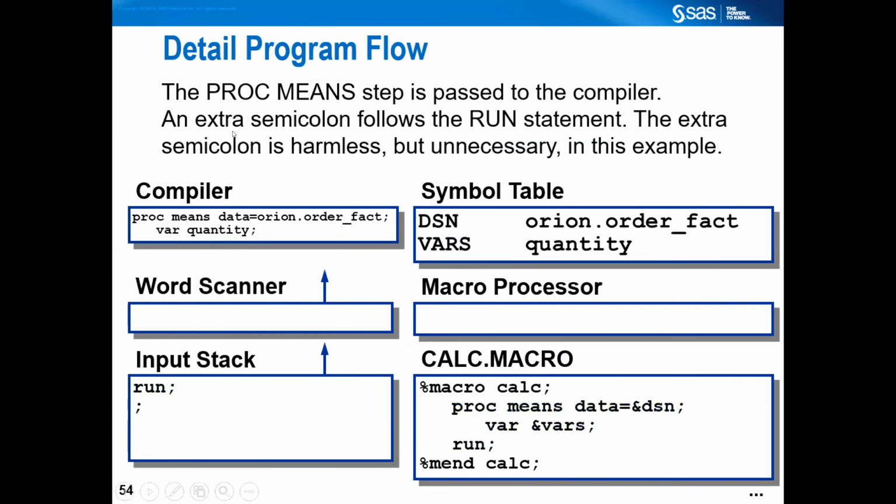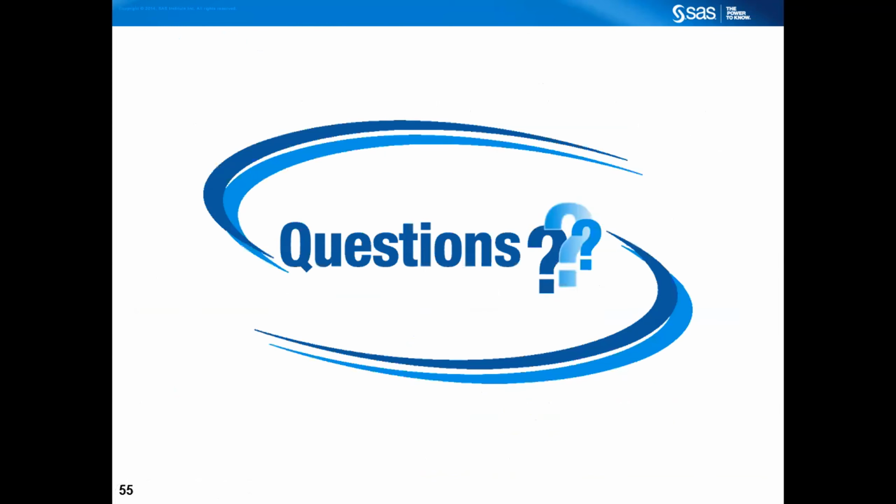So, okay, let's understand. It's telling the proc means step is passed to the compiler. The extra semicolon follows the run statement. The extra semicolon is harmless but unnecessary in this example. Correct? Semicolon, what is the normal meaning? End of a statement. So even if there is a semicolon, it won't have any issues. Okay. That's it.